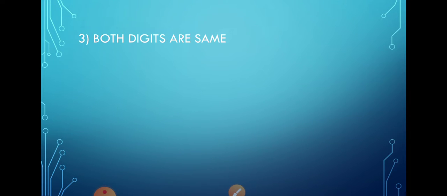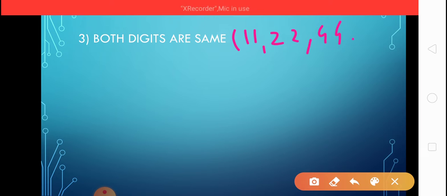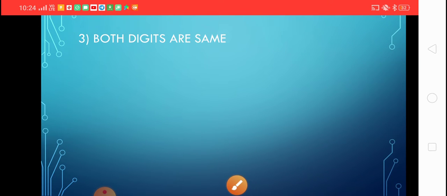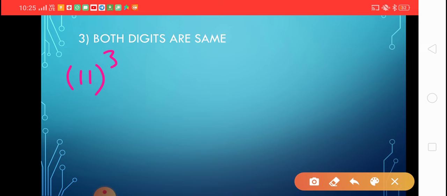So let's move to our next case, that is case number three. In this case the digits are the same. For example, 11, 22, 44, 33, likewise. So let's start with 11, being the smallest number, cube. Okay, so what we have to do, first of all, is write the cube of a single digit.